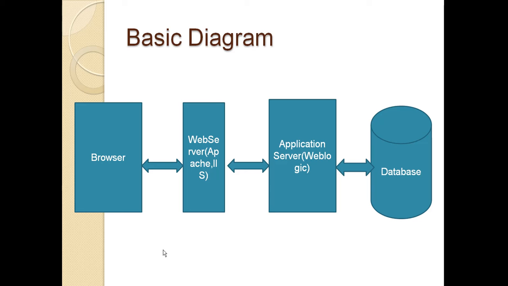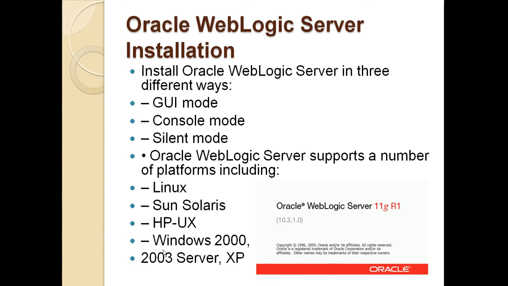Now we will see how we can install WebLogic. There are three ways in which we can install WebLogic. First is graphical user interface mode. The second is console mode. The third is silent mode. GUI mode is a graphical installation in which you will be prompted with a graphical user interface, and you have to select the options and then the installation will be done.